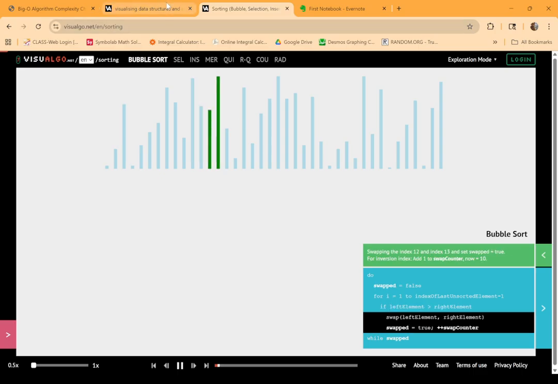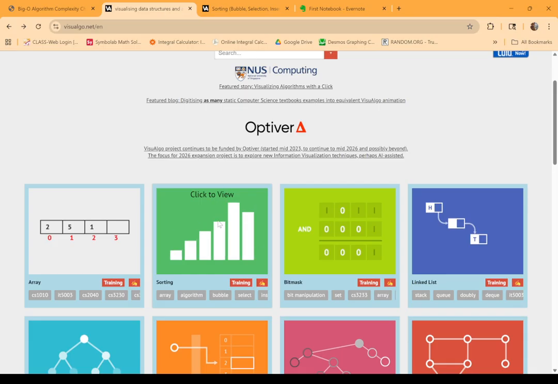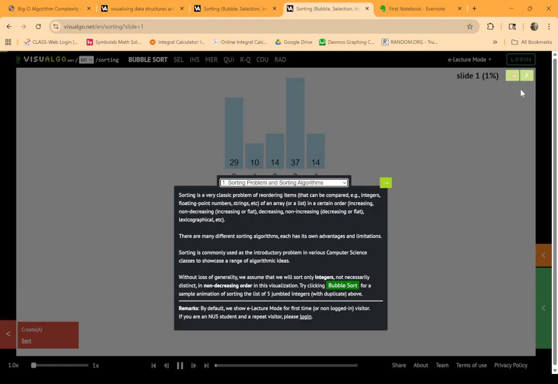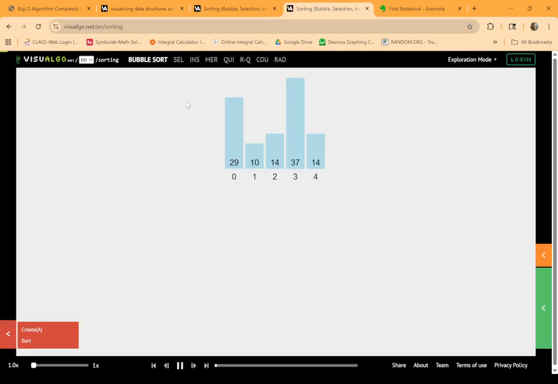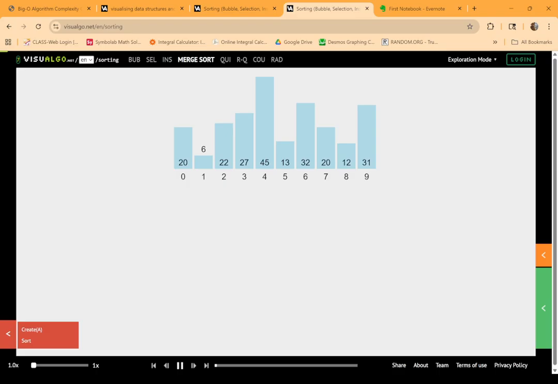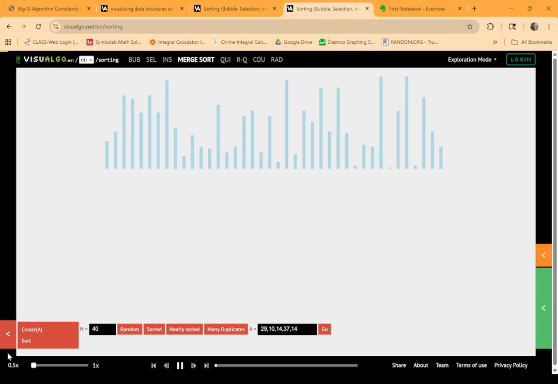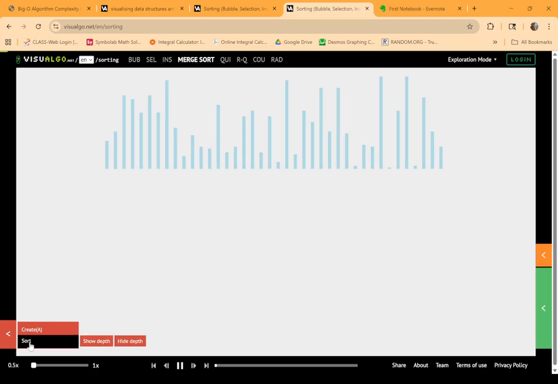And we're looking at growth rates. Another algorithm we could look at is the merge sort. So here, random. As we could see here, this one has a much faster growth rate.